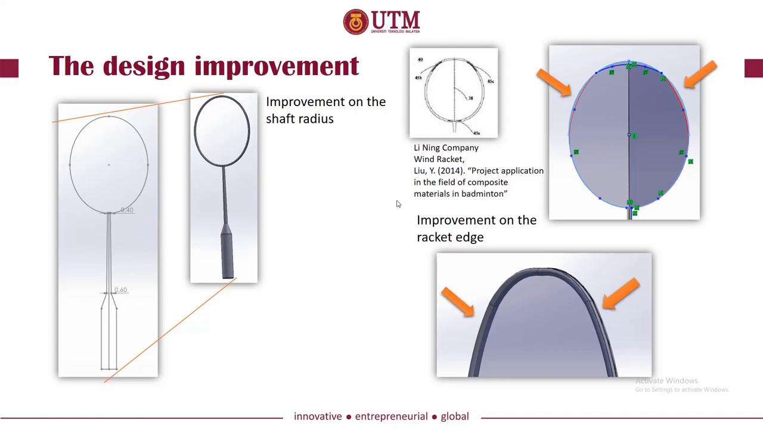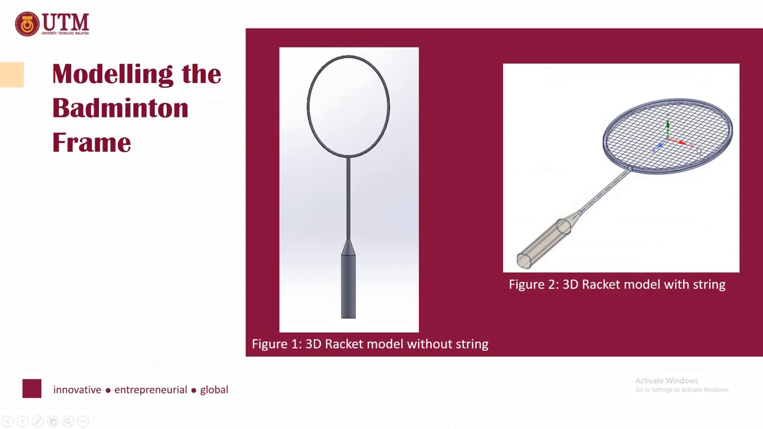But previous simulation-based studies only tested the normal oval, round, and isometric shapes, not the new shape with edges. Next, we move on to the design process. The process of modeling the badminton frame comes first. Figure 1 shows a 3D racket model without string model in SolidWorks.